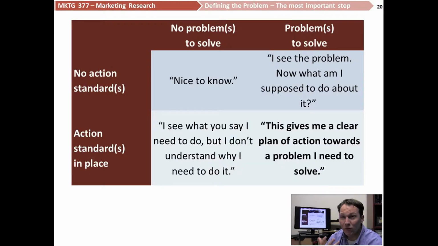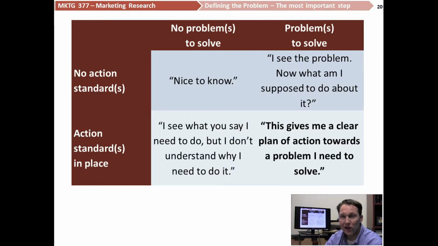Now, action standards are really important, and we're going to talk about action standards more later, but I like to think of action standards and problems as being related in such a way that we need to make sure we have both an action standard or action standards and a problem or problems to solve to make sure that our research project is going to be successful. So I made this little matrix for you. If we don't have a problem and we don't have any action standards, then any research that we're going to do is going to be nice to know. It's nice to know, but it's not need to know.